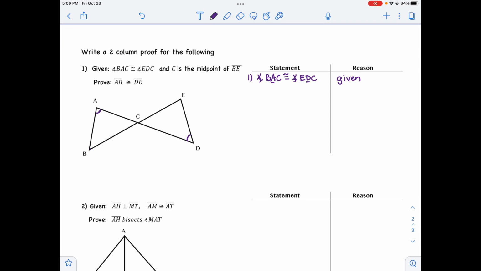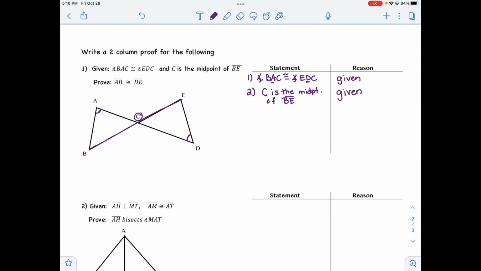Our second thing that we're given is that C is the midpoint of BE, segment BE. So if we look at segment BE, we're talking about from here to here, C is our midpoint, okay? And that is given.